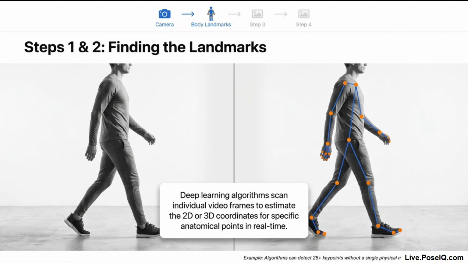So, the first step is detecting important landmarks on the body, right? These might include the shoulders, elbows, hips, knees, ankles, and many other points. The system identifies these landmarks in every frame and continuously updates their positions over time. Okay?